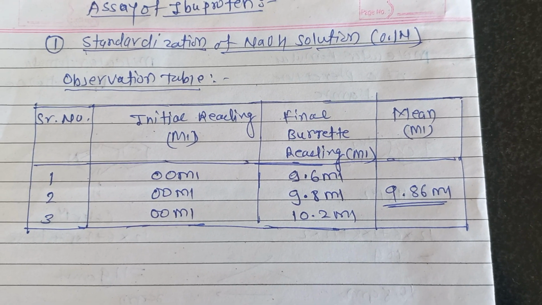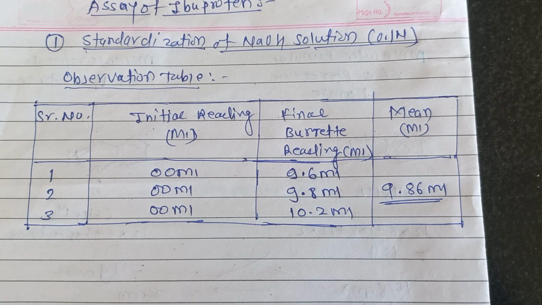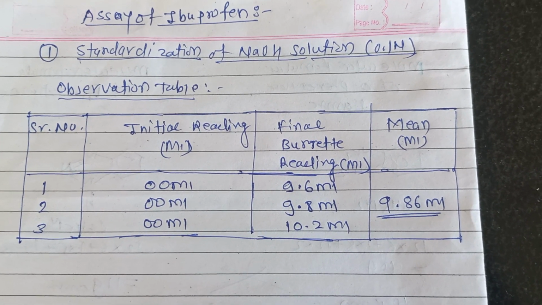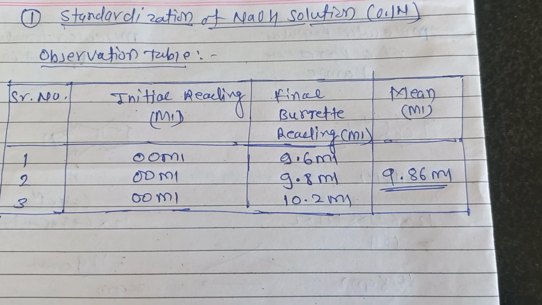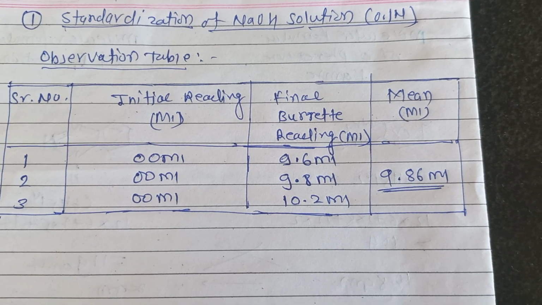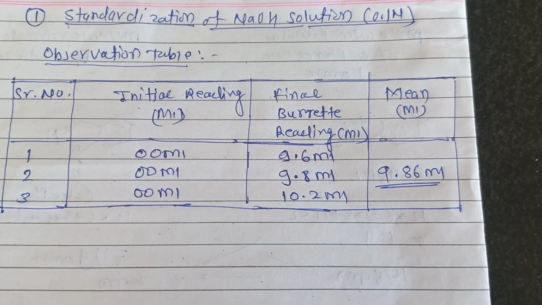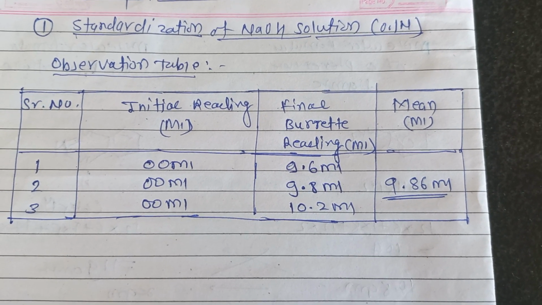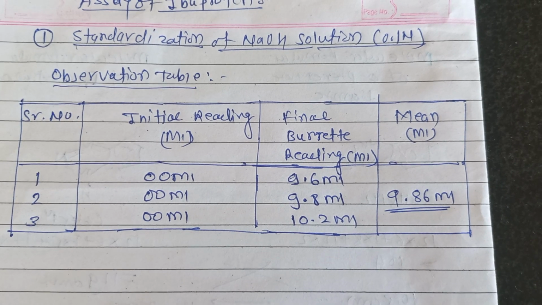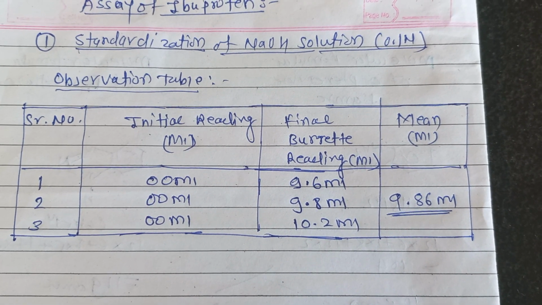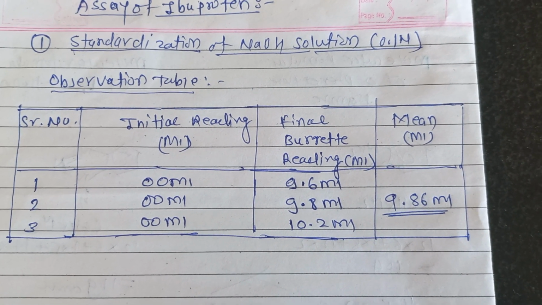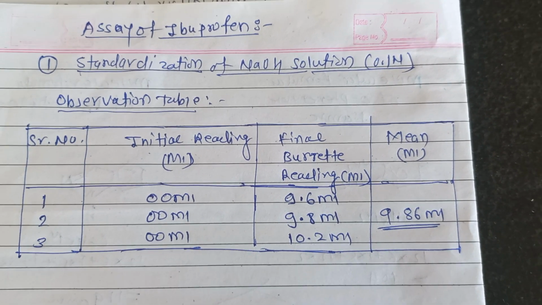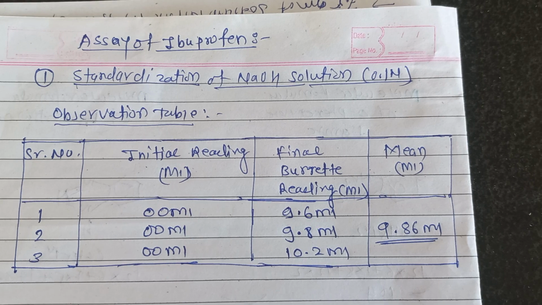So for the standardization of NaOH solution, the mean of all three readings is found to be 9.86 ml. Now this mean I will put into the formula for the calculation of the normality of NaOH. We will do that calculation later to find out the normality of the NaOH solution. Then we will go for the calculations of the assay of ibuprofen.